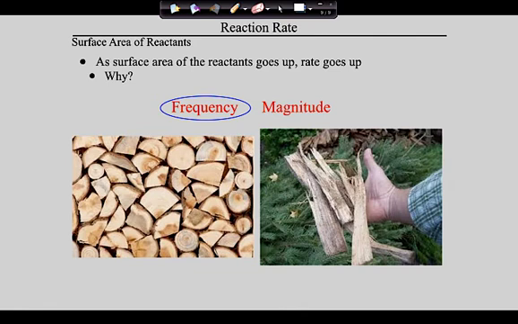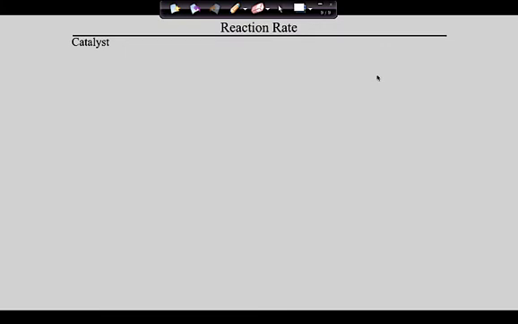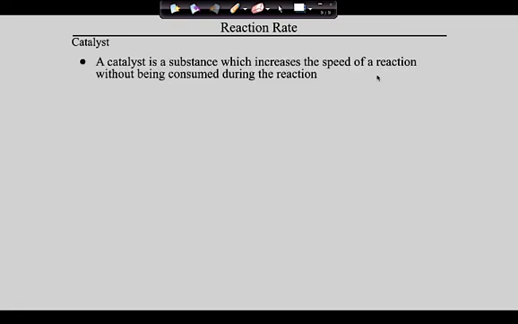They don't hit harder. Well, it turns out there's one other way that we can change the speed of a reaction, and that's by adding a catalyst. Now, catalysts are interesting. A catalyst is a substance that speeds the rate of a reaction, but when it speeds the rate of a reaction, it is not actually a reactant or a product. It's a substance that is not consumed in the reaction, but it does make the reaction go faster.